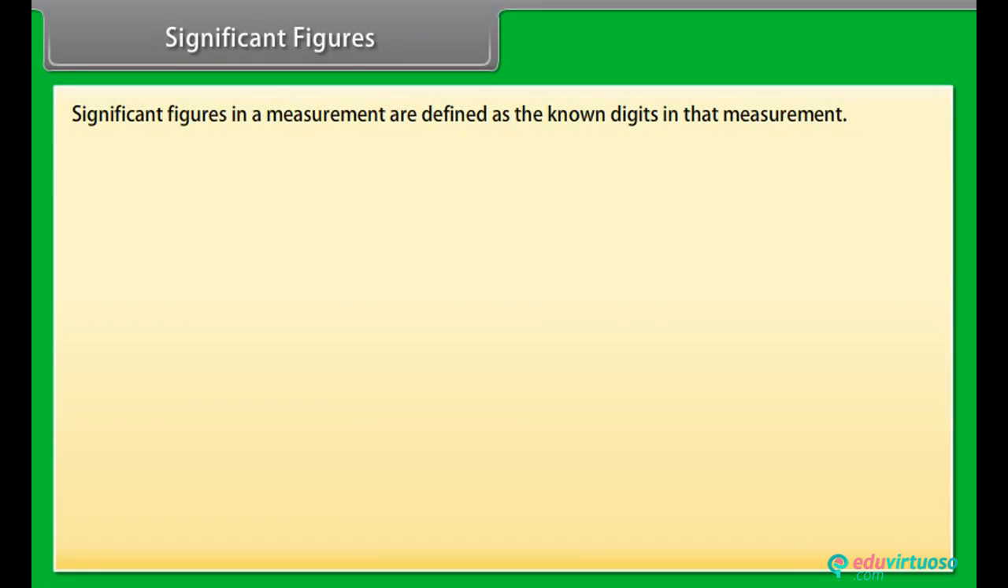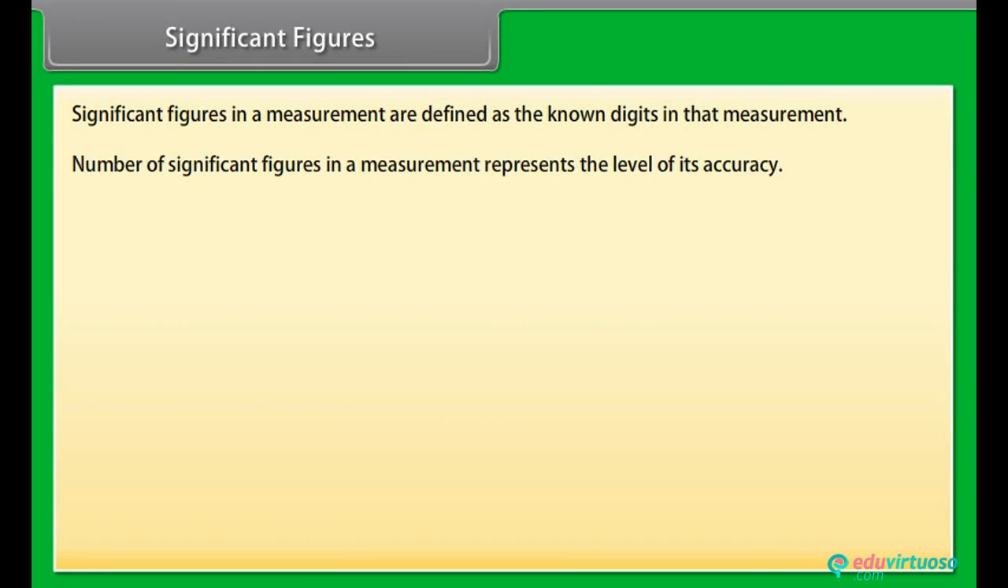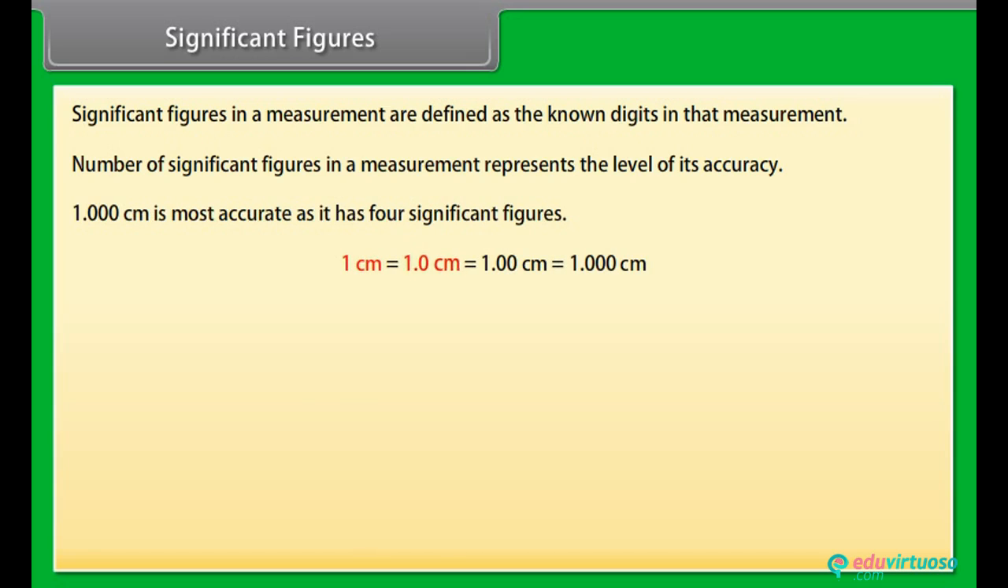Significant figures. Significant figures in a measurement are defined as the known digits in that measurement. The number of significant figures in a measurement represents the level of its accuracy. It means the more the number of significant figures in a measurement, the more accurate that measurement is. Let us take an example. 1.000 centimeter is most accurate as it has 4 significant figures.